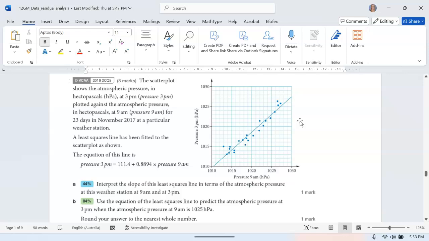All right, the scatter plot shows the atmospheric pressure in hectopascals at 3 p.m., which is the variable pressure 3 p.m., plotted against the atmospheric pressure in hectopascals at 9 a.m., so the variable is pressure at 9 a.m., for 23 days in November. A least squares line has been fitted to the scatter plot, and then we have the least squares regression line.